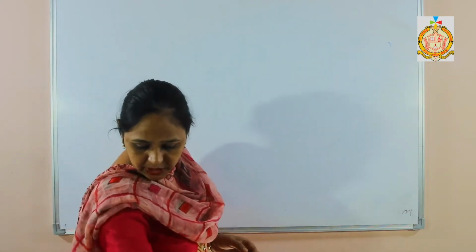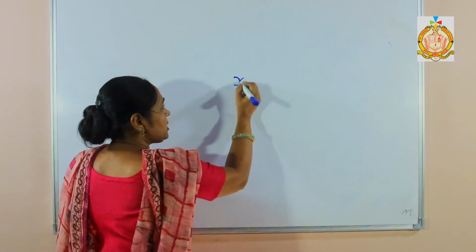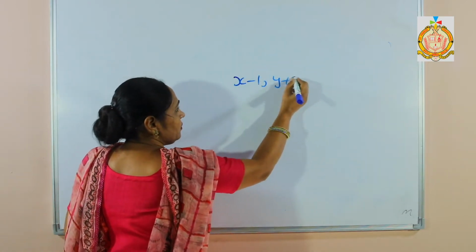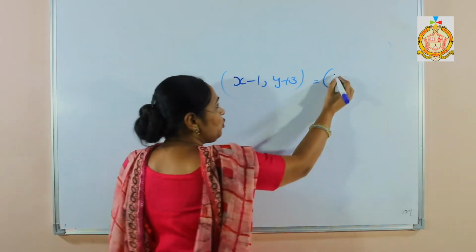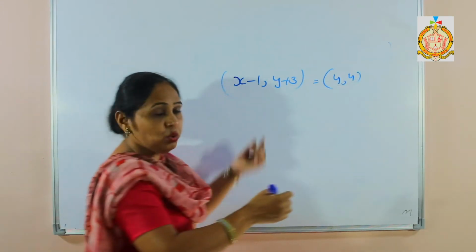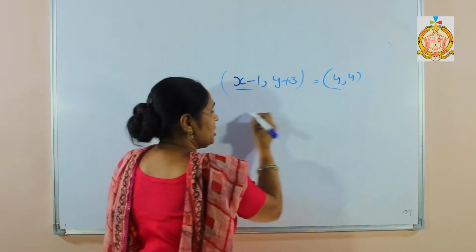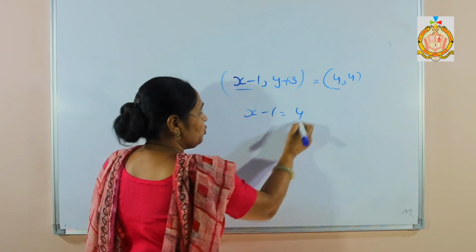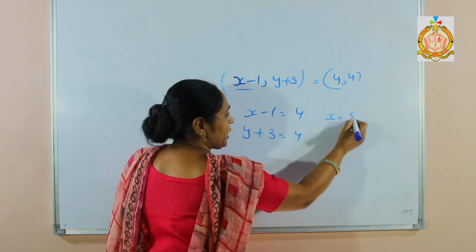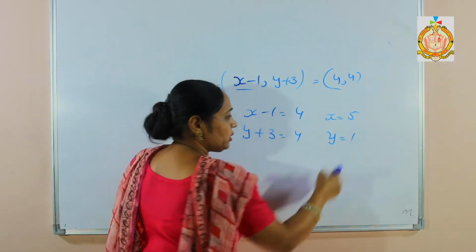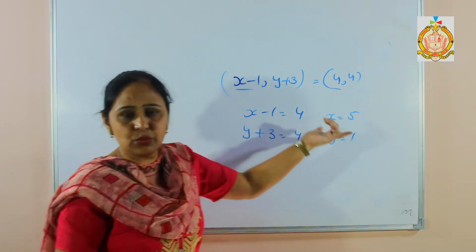The points are given: x minus 1, y plus 3. These 2 points are given and that is equal to 4 and 4. Now what to do? Equate first with first. x minus 1 equals 4, y plus 3 equals 4. I can find the value of x as 5 and y as 1. Just equate it and find.